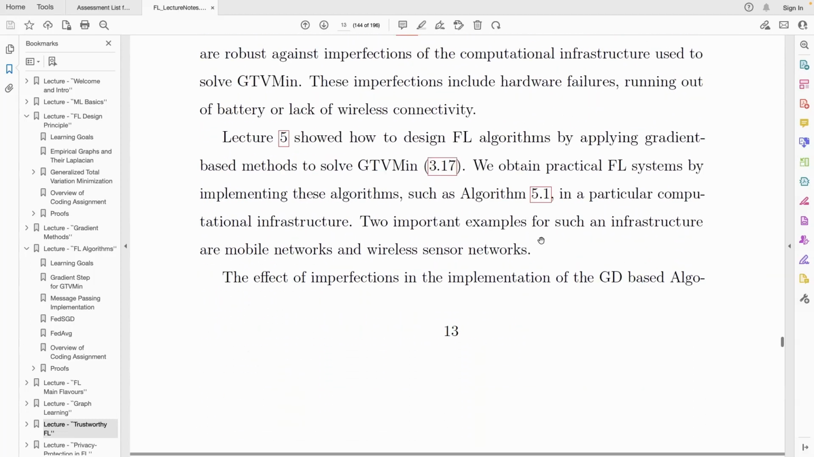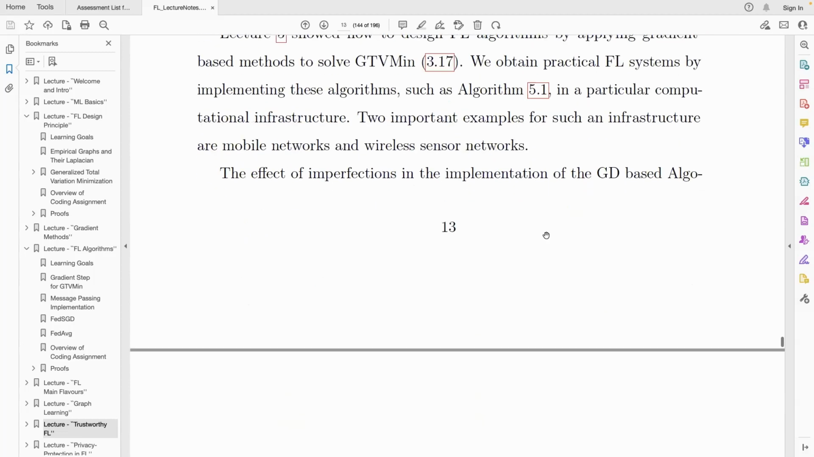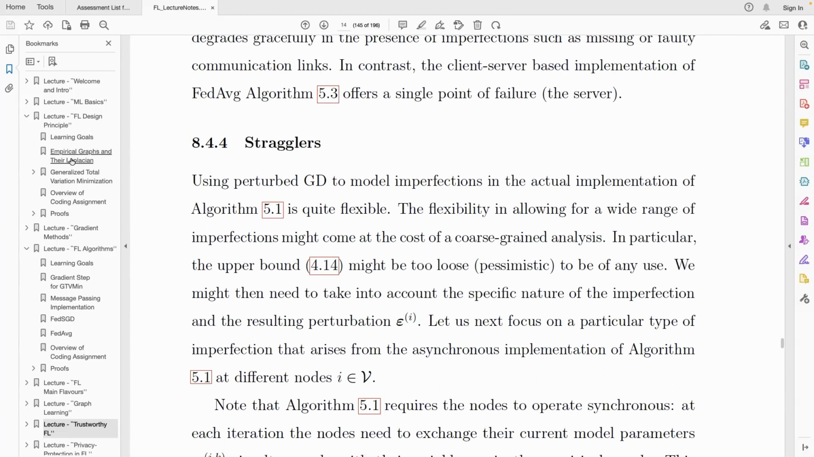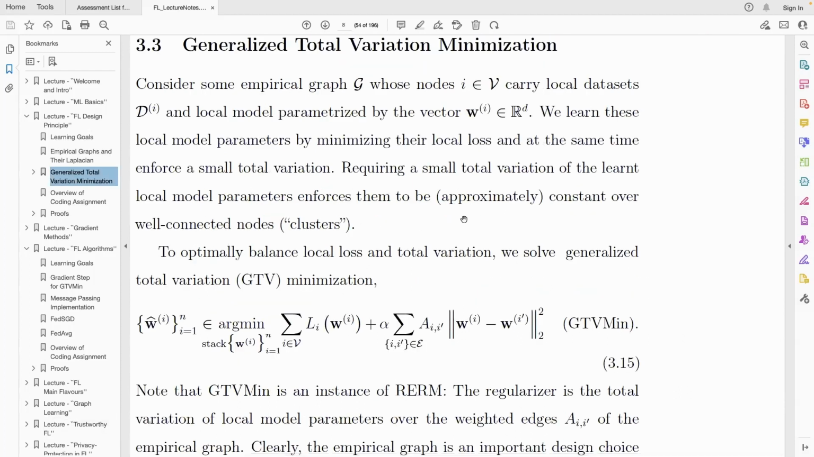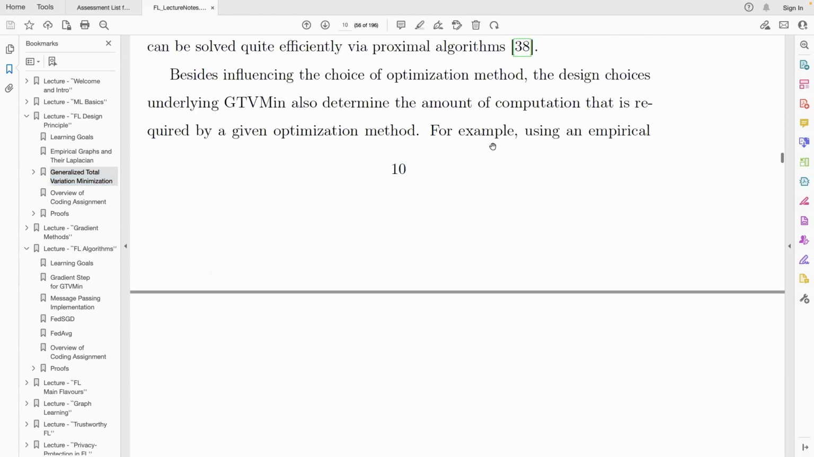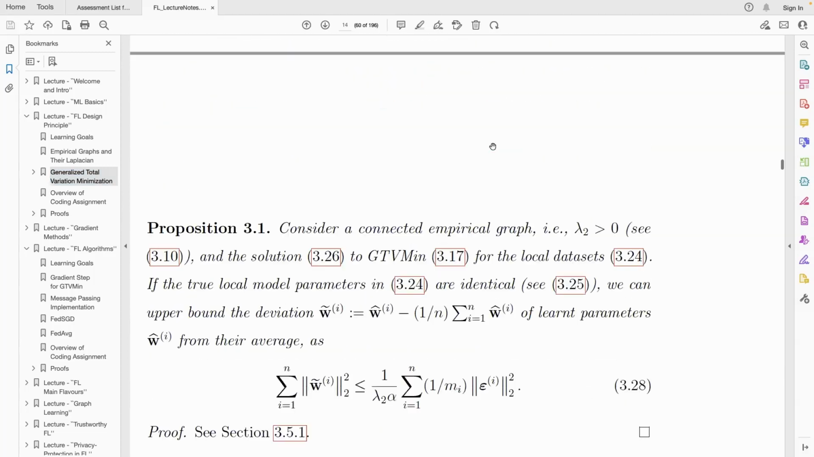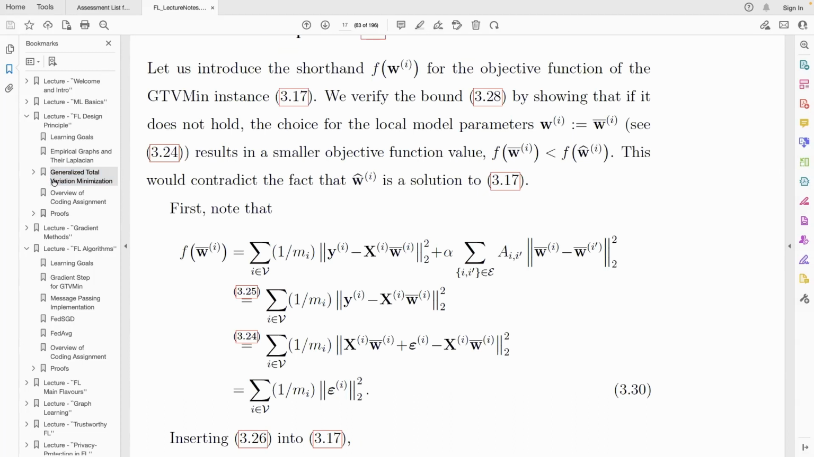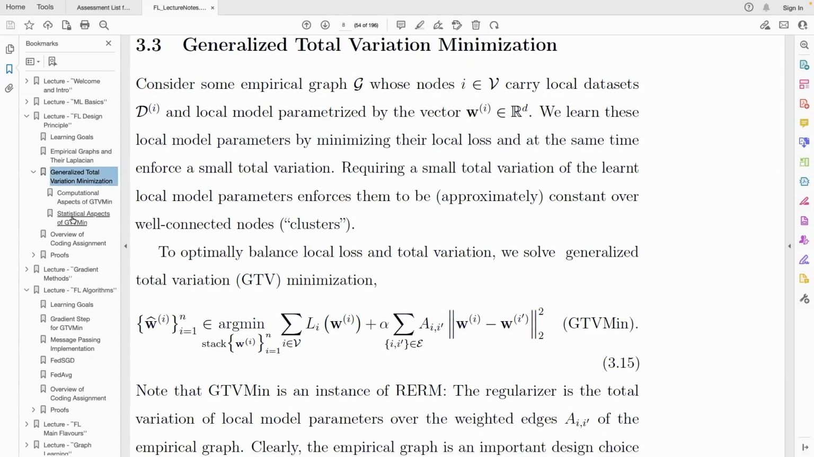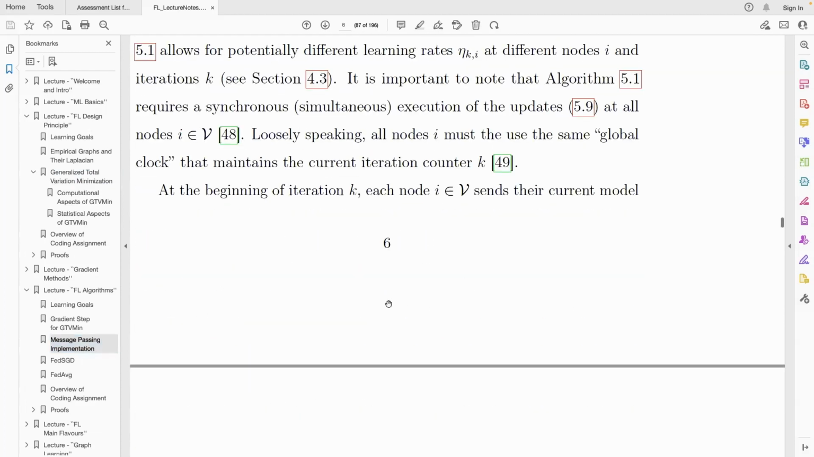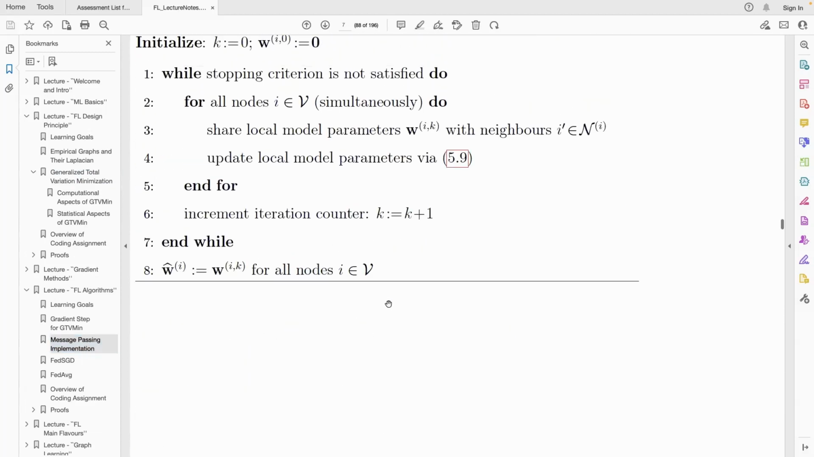Then one thing I would like to mention here is what happens if we cannot execute this GTV minimization in its simplest form. So let me check the time. In its simplest form, the federated learning algorithm that I have presented earlier is a straightforward, direct application of gradient descent.